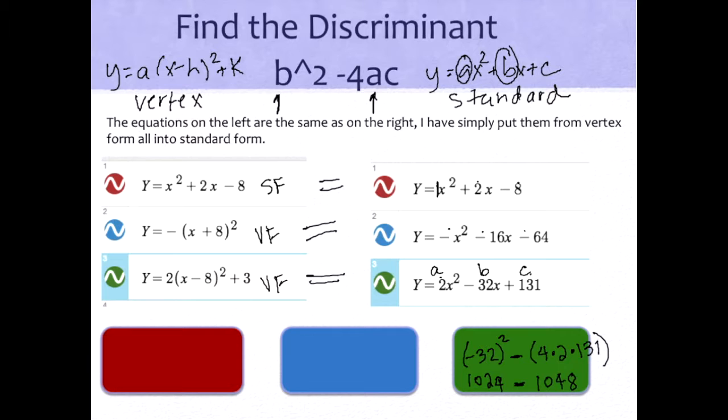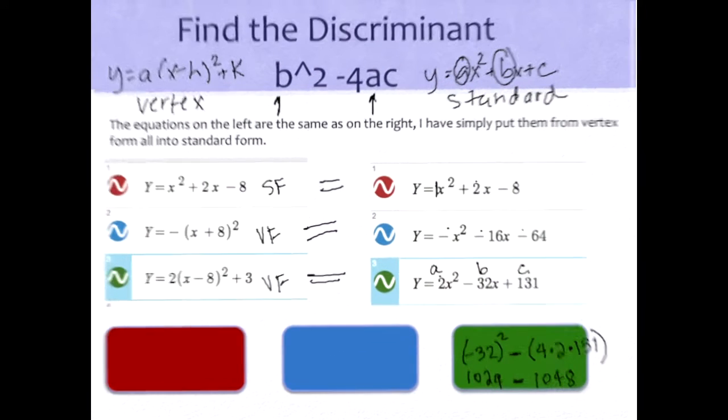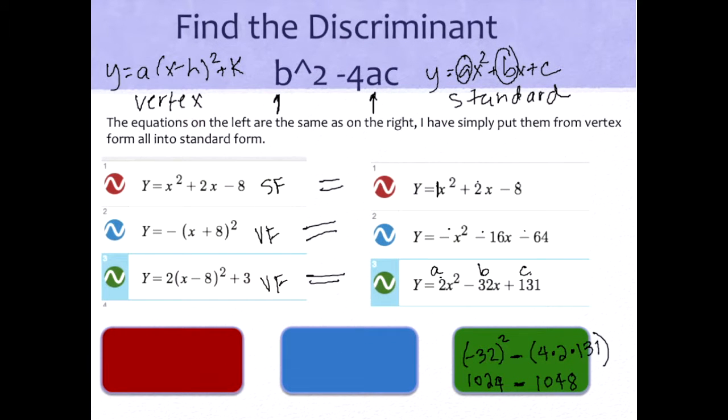There's no tricks to this. There's absolutely no tricks to this. It is just that simple. You figure out what B squared is equal to. So then 1024 minus 1048 is -24? Is that -24? Somebody who did it? Yes. Awesome. Thank you, Jared.